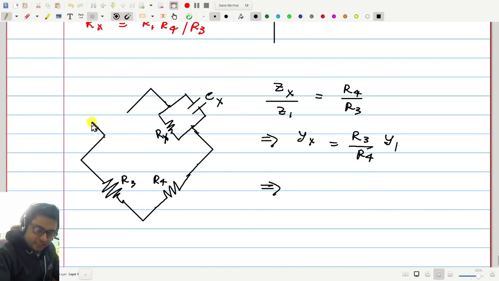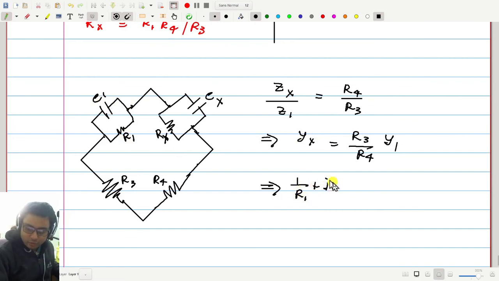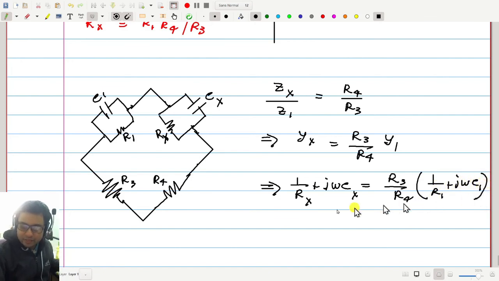One possible simple answer is just in parallel. Another even simpler possibility: whatever form of Yx you have, you take the same form of Y1, then it will be even easier. So let me take something like this, C1 R1, and then this becomes Yx equals R3 by R4 times 1 by R1 plus j omega C1, and I am done.